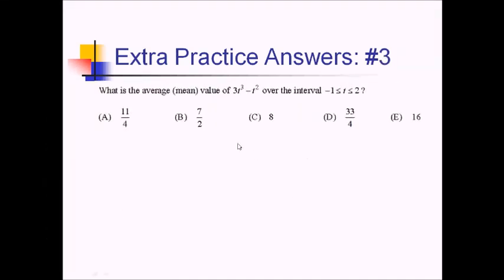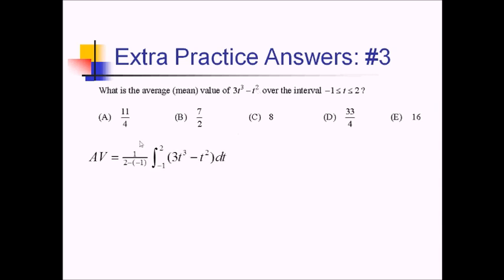For this no calculator problem, we're trying to find the average value of this polynomial over the interval from negative 1 to 2. So this one actually takes a while, but let's start the setup here. So we have 1 over b minus a for average value, so that's 1 over 2 minus negative 1, times the integral from negative 1 to 2 of this function here, 3t cubed minus t squared dt.